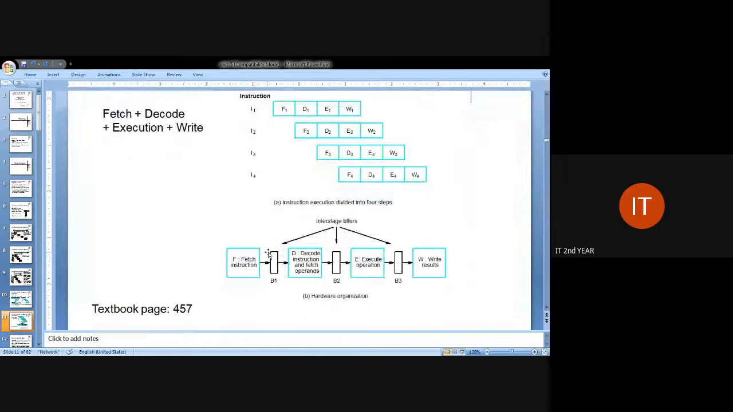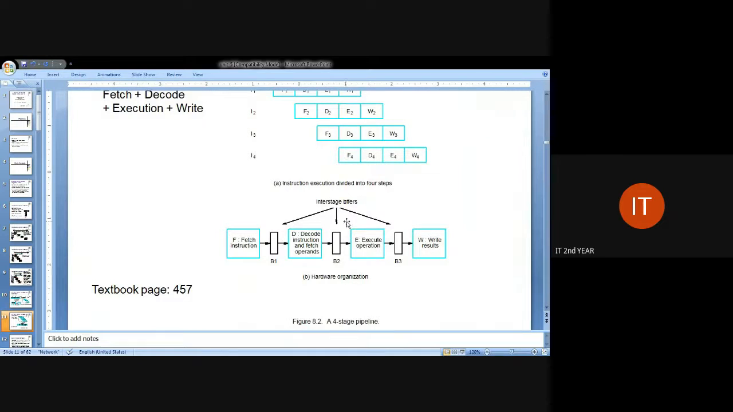So here we can say that a pipeline buffer will have the fetch of instruction. The fetched instruction will be sent to buffer 1 and the output will be given to the decode instruction. Here the operands and operators are decoded and the output will be given to buffer 2, and after processing it will be executed, and finally the output of the particular execution will be written as a result. Okay, so this is the basic hardware organization of a particular pipelining sequence.